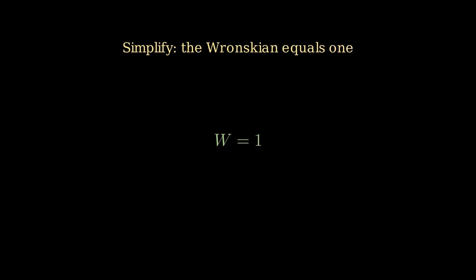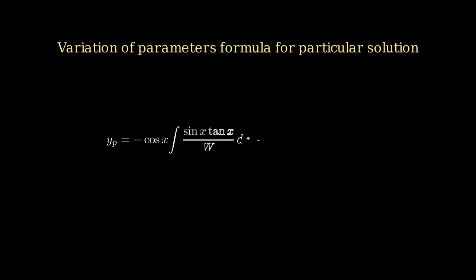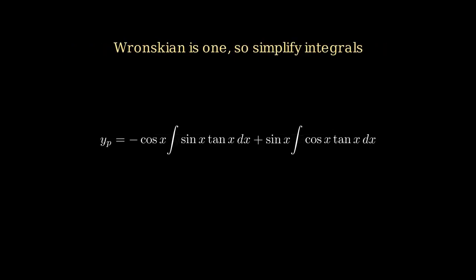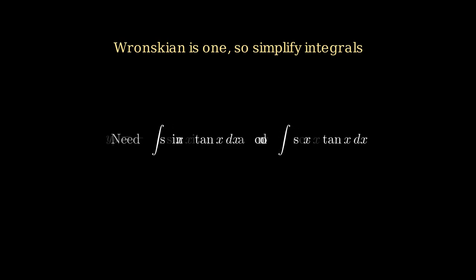The variation of parameters method says the particular solution equals negative cosine of x times the integral of sine of x times tangent of x divided by the Wronskian, all dx, plus sine of x times the integral of cosine of x times tangent of x divided by the Wronskian, all dx. Since the Wronskian equals 1, this simplifies, so we need the integral of sine of x times tangent of x dx and the integral of cosine of x times tangent of x dx.